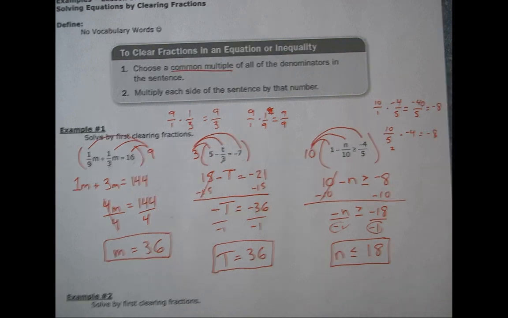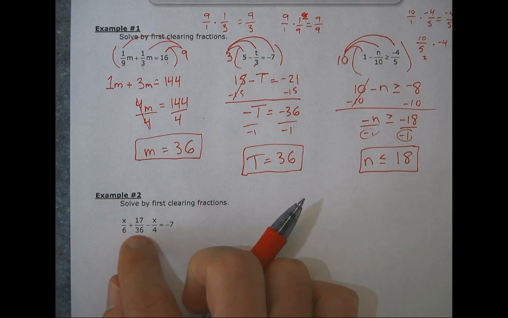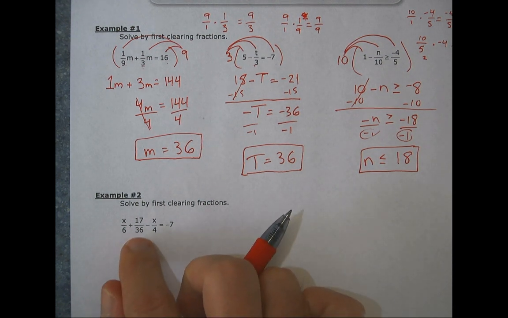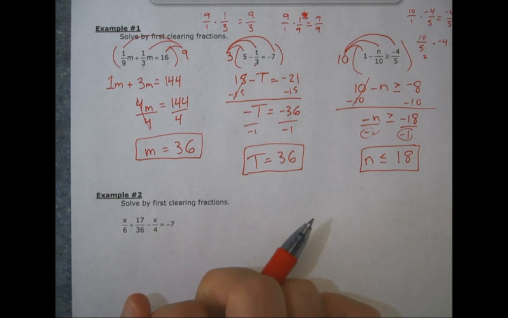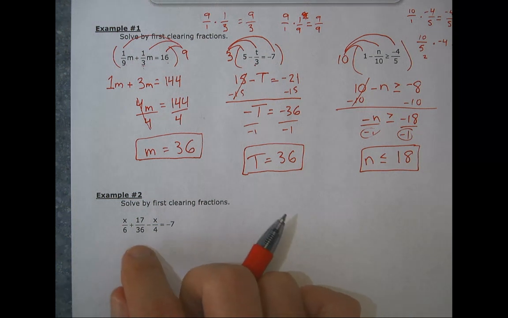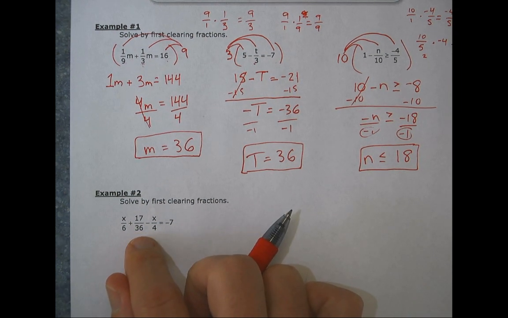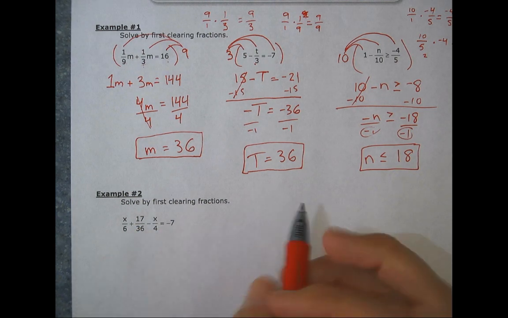All right, I want to look at one more example where we have multiple fractions, 3 of them in fact, that we want to clear out. So if I look at the numbers 6, 36, and 4, I got to find a number that they all fit into. So I hope we realize that 36 is that number. Obviously, 36 fits into itself, 6 goes into 36, and 4 also goes into 36.